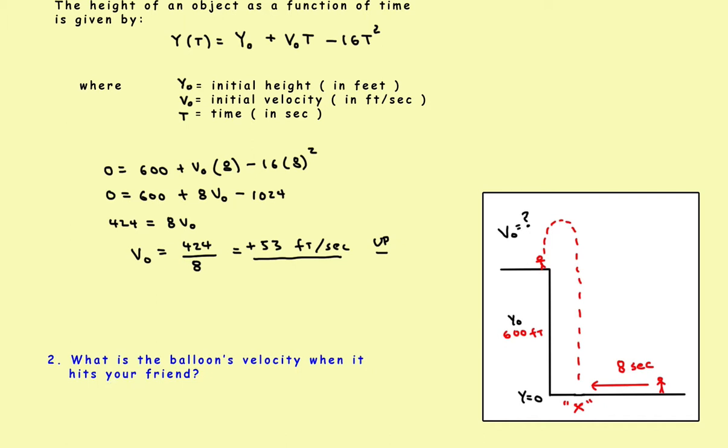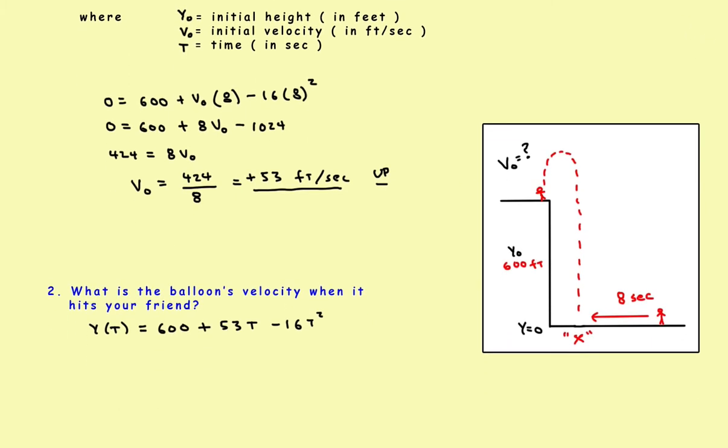So this is going to be y as a function of time, and all I'm going to do is rewrite this formula with the things we know in it. The initial height was 600 feet. You now know that the initial velocity is 53 feet per second, times t, minus 16t squared. So you've got the position equation. Okay, let's scoot down a little bit.